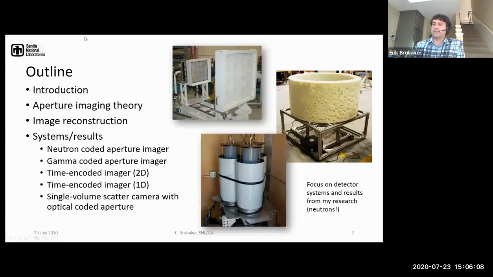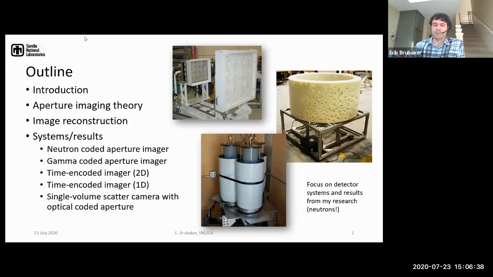So you'll see that this is another class of radiation imaging techniques. I'll go ahead and get started. The outline: I'll go through a little bit of introduction on applications, though there's not time to delve too much into that. Then I'll talk at the theoretical or conceptual level about aperture imaging, and then go into some specific systems and results, mostly drawn from my own research at Sandia.